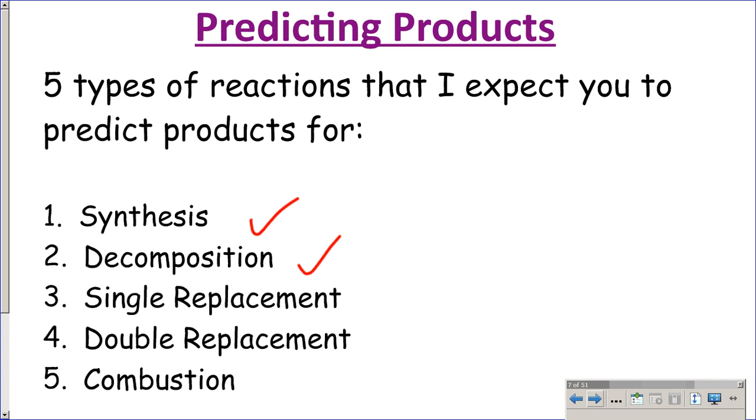Basically what we're doing is we need to be able to look at a reaction and go, yep, that's synthesis, yep, that's decomp, yep, that's any of the others. So you have to be able to look at them and tell me what kind of reaction it is. You also will need to be able to predict the products of these reactions. So we're going to work on those today, okay?